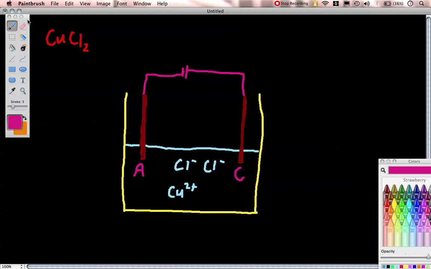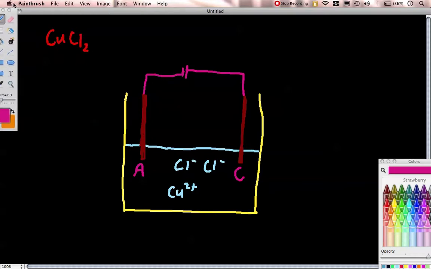Now, guys, it's important to understand a couple of key things about both the anode and the cathode. So at the anode, oxidation occurs. Therefore, by default, at the cathode, we have reduction. And you can remember that by using the helpful tool of red cat.